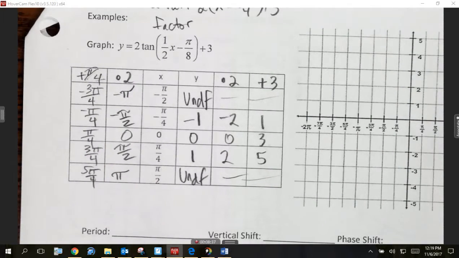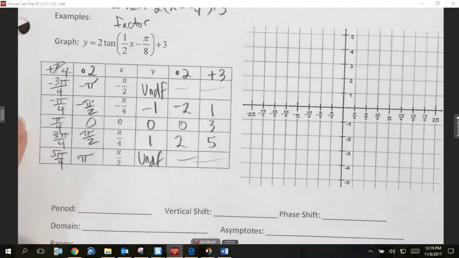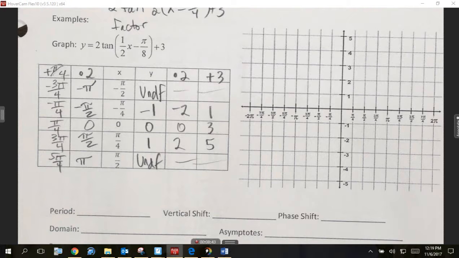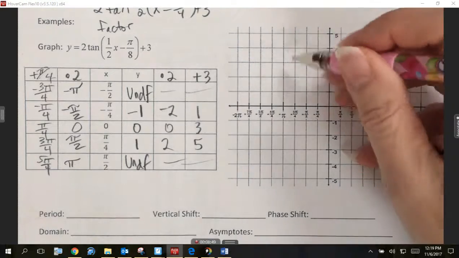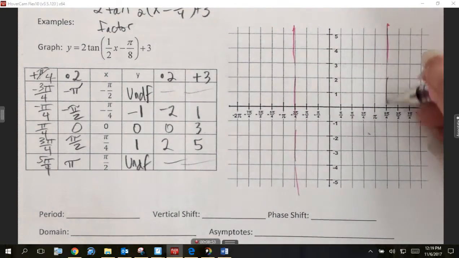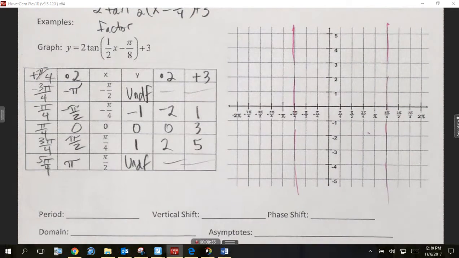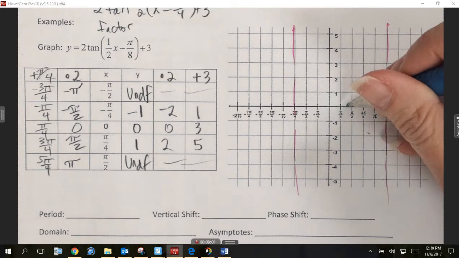So my x column should be negative 3 pi over 4, negative pi over 4, pi over 4, 3 pi over 4, 5 pi over 4. They're all evenly spaced. When you're doing this, if you start graphing and they're not evenly spaced, you've done something wrong. So I like to put my asymptotes first, and then go in and put the points from there. Because again, they're all evenly spaced.